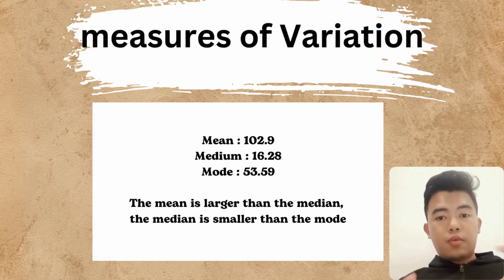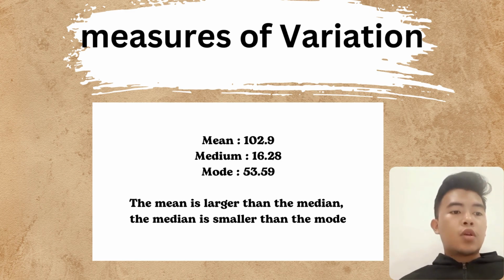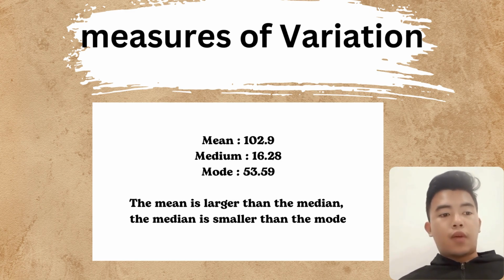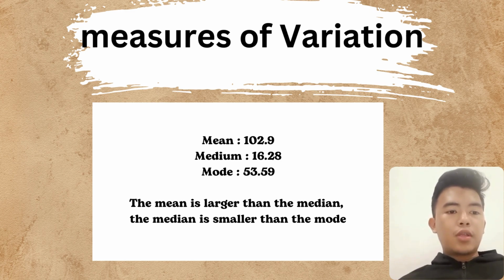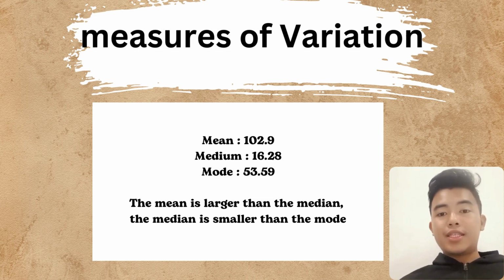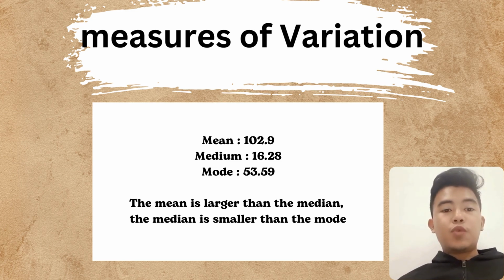So as for variation, we need to find here the formula. So we've got 2968.65. To find the standard deviation, we need to take the square root of the answer, which is we got 55.48.